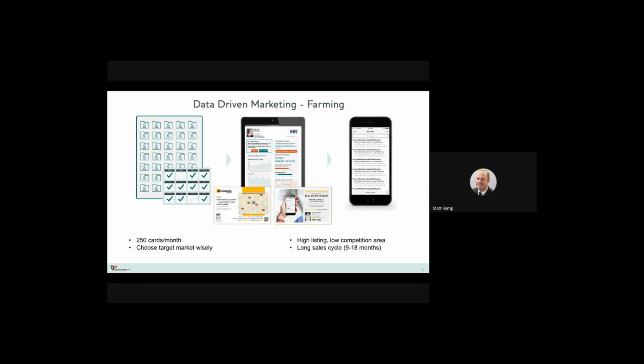So whenever it comes to choosing which area to target, there should be a lot of areas in your market that you would prefer to be the premier agent in. Now, whenever you're looking at an area, you should look at things like what is the listing cycle there?